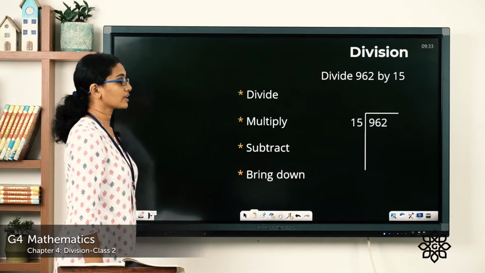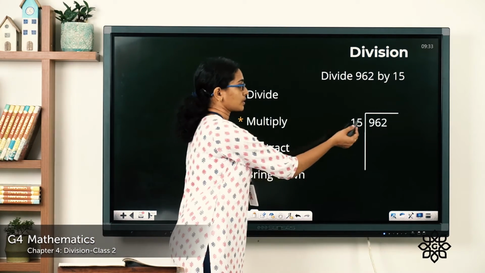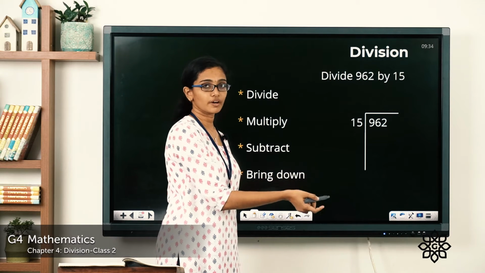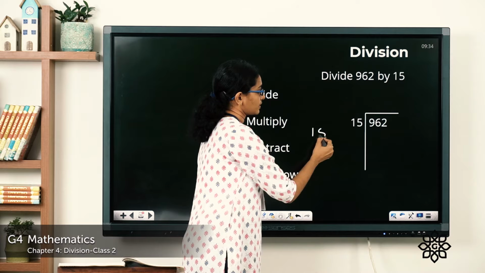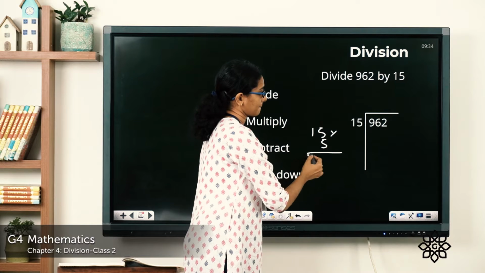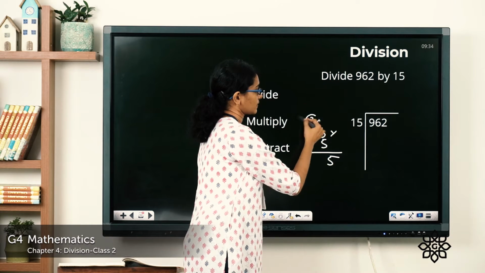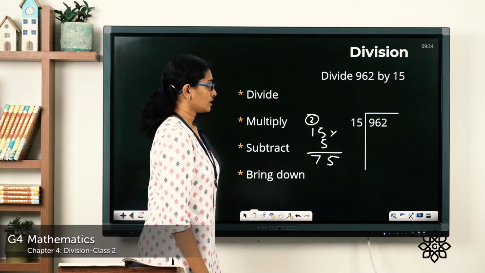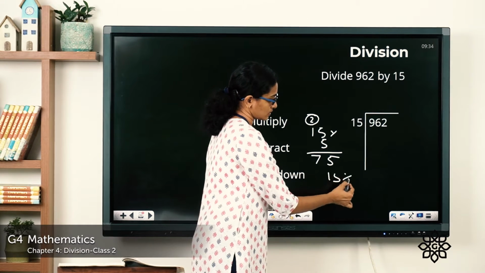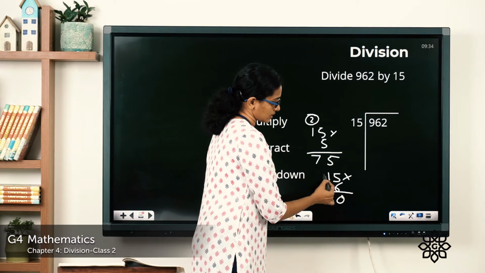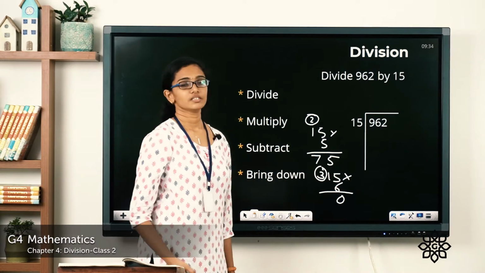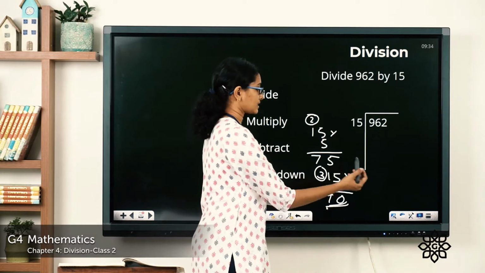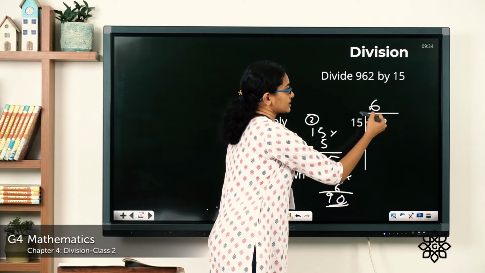How many 15s will go in 96? 15 ones are 15, 15 twos are 30, 15 threes are 45 and so on. Let's try 15 fives. 5 fives are 25. I carry over 2. 5 into 1, 5 plus 2, 7. Now, let's try 15 into 6. 6 fives are 30. I carry over 3. 6 into 1, 6 plus 3 is 9. So, there we got 90. So, shall we take 6 15s? Yes. We'll write 6 here.